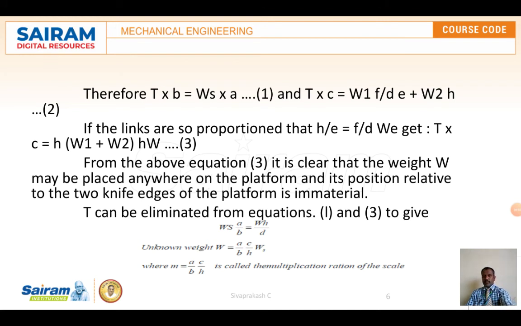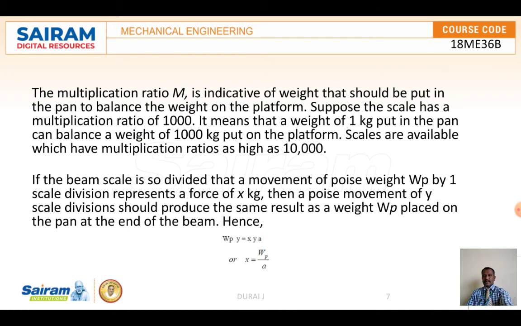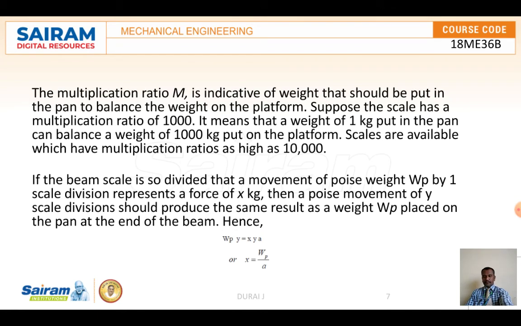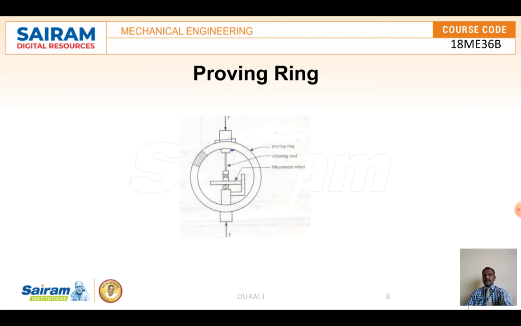So here the moments and other things are there. While simplifying, finally we are going to get this particular equation. This is about the platform balance method. Then comes the next thing, the proving ring.